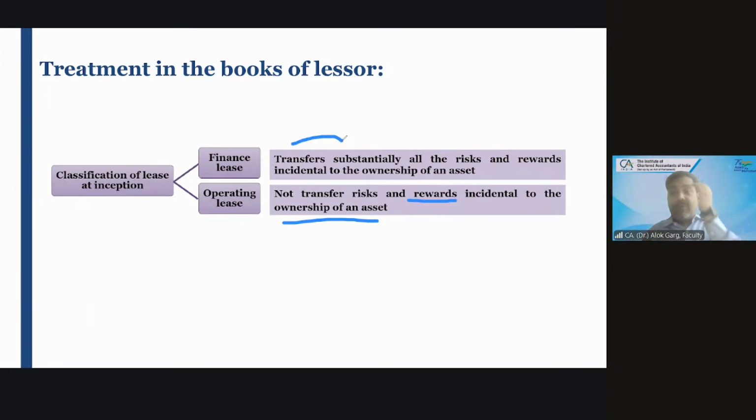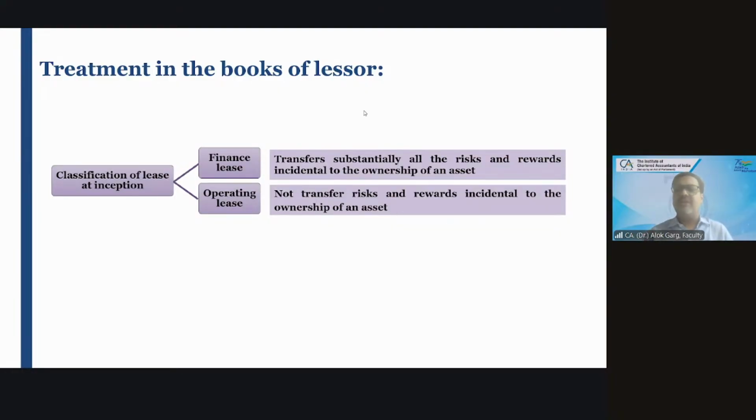Basically, how can you say that the lease is a finance lease? In the standard, there are some indicators which are given. Does anyone remember the indicators of finance lease in Accounting Standard 19? Yes, sir. If substantially all the risk and rewards are transferred to the lessee, the full economic benefit is received by the lessee, and he gets the purchase option.